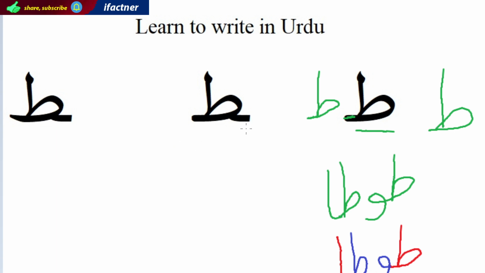Now when toy appears in the middle of the word, then we add one connector or an extension before toy and another connector or extension after toy. So you write toy like this. This is the connector, and then you write toy like this, and then another connector.